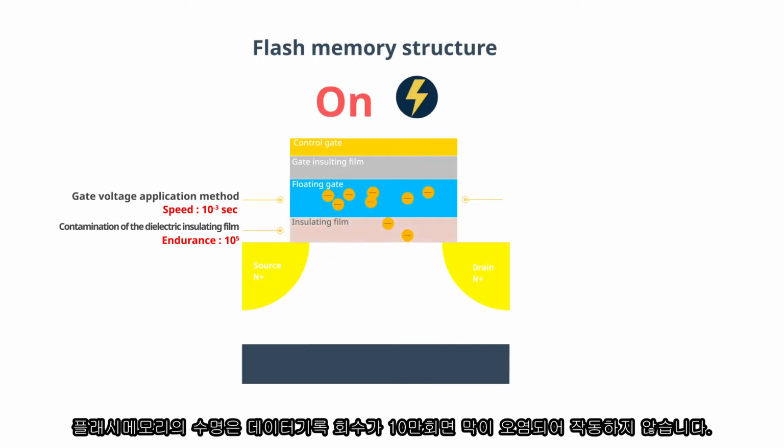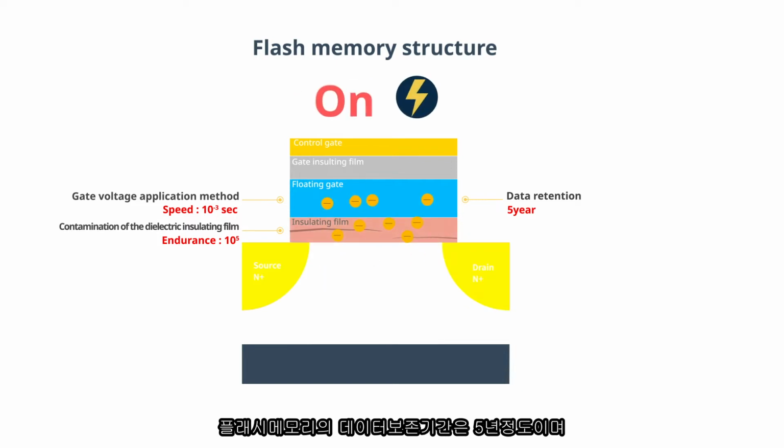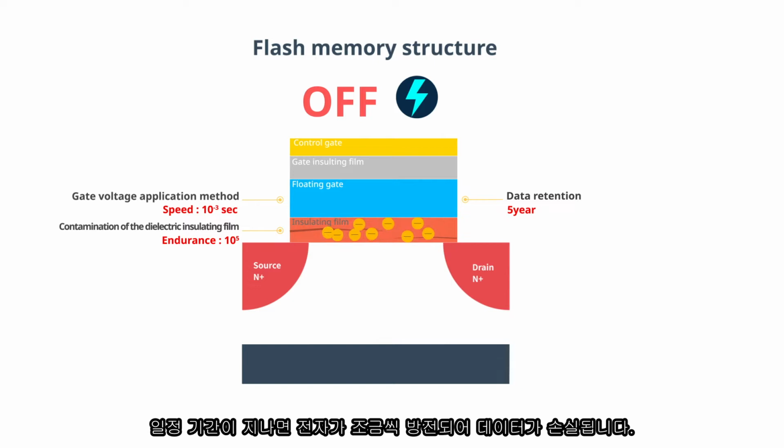The life of flash memory ends when the number of recorded data exceeds 100,000 times and the membrane is contaminated. The data retention period of the flash memory is about 5 years, and after a certain period of time, the electrons are discharged little by little and the data is lost.